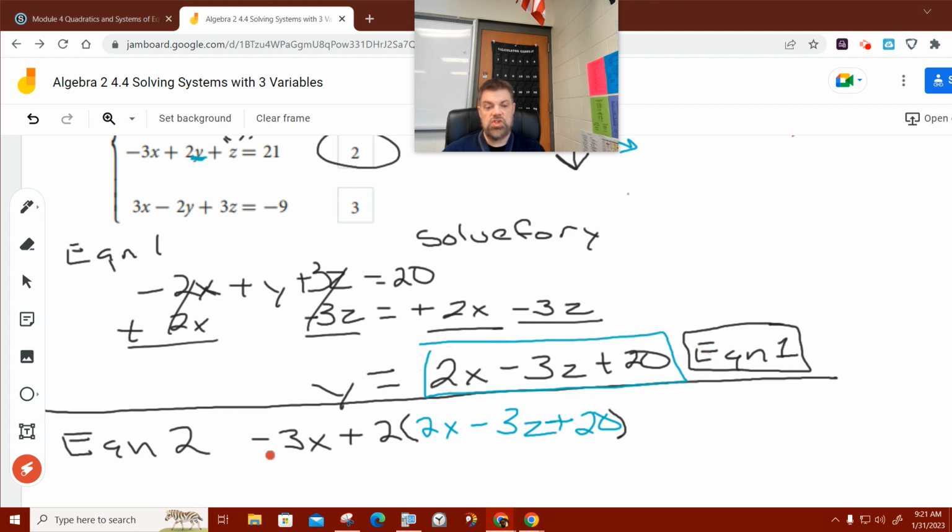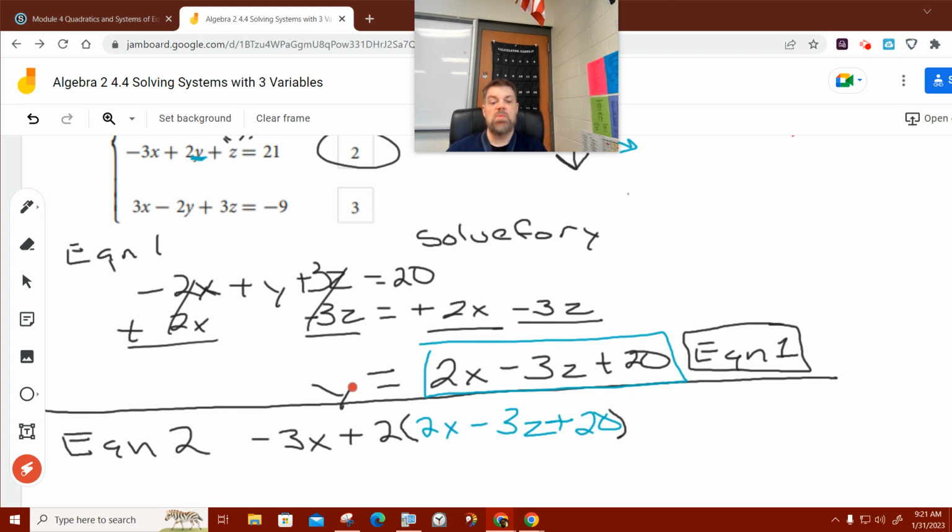So this is equation 2, negative 3x plus 2 times y. But instead of plugging in y, I'm plugging in equation 1, which is solved for y. So I'm plugging this in for y. Before I move further, do you guys see that? Does that make sense? Okay.